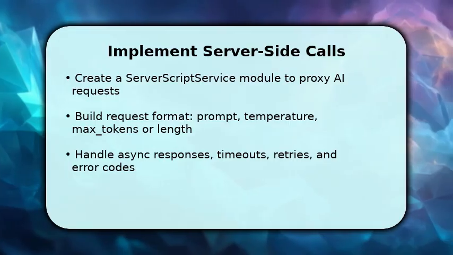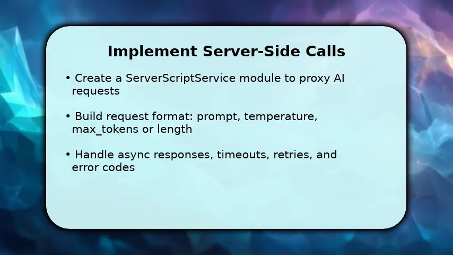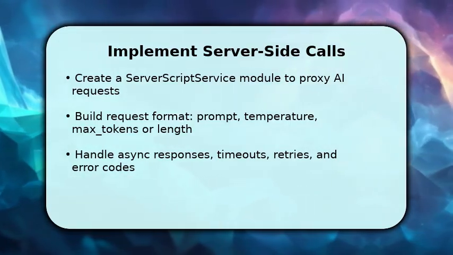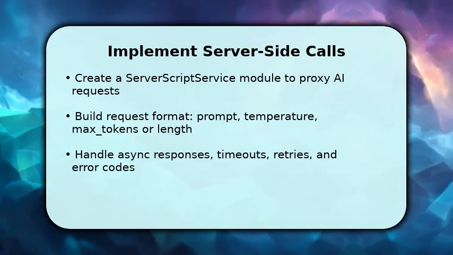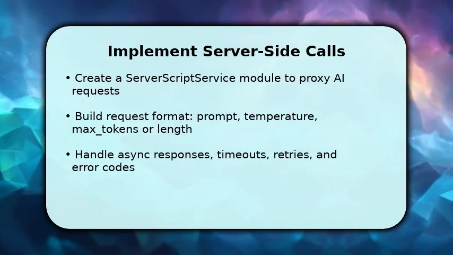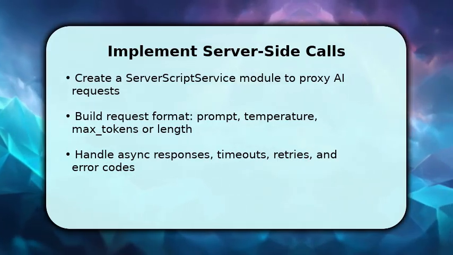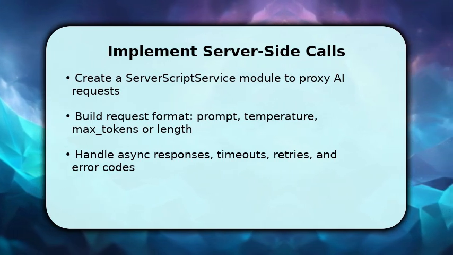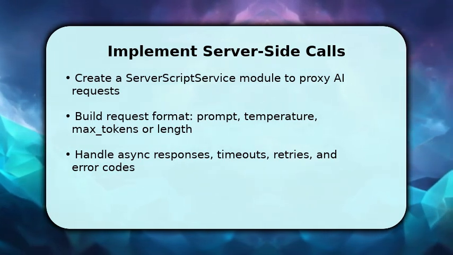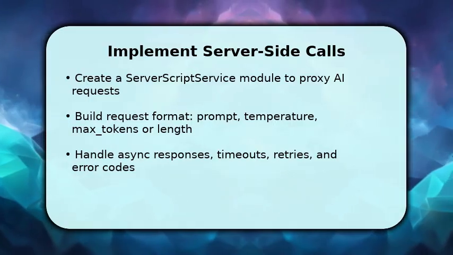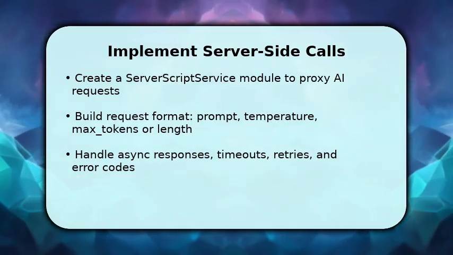This shapes output quality. Then, implement asynchronous handling with timeouts and retries, and inspect HTTP status codes to branch on success or failure. Once responses arrive, sanitize and validate content before forwarding to clients to prevent injection or malformed data issues. You finish by wiring AI outputs into gameplay.